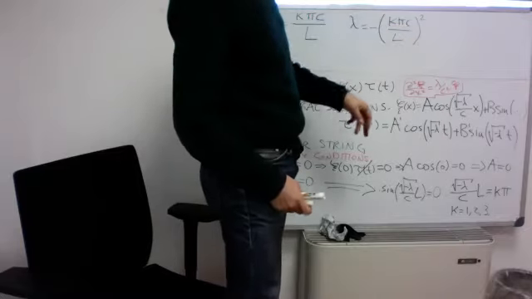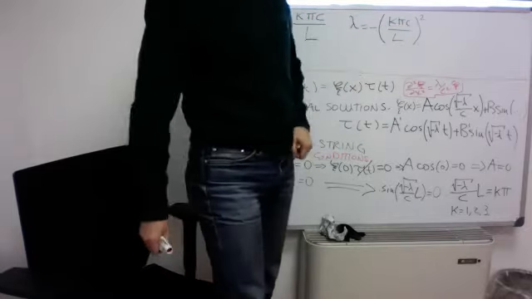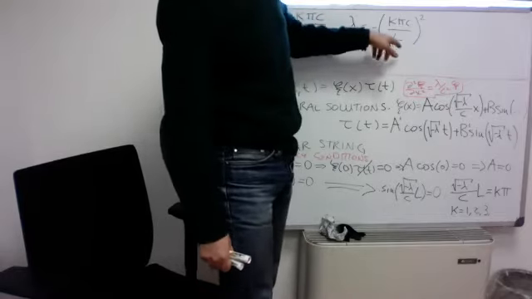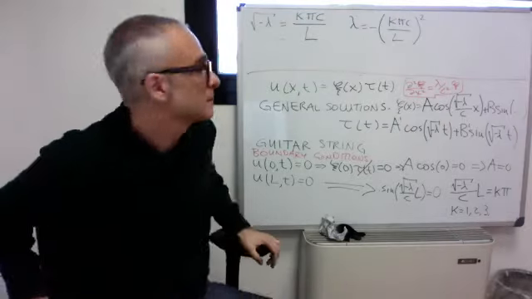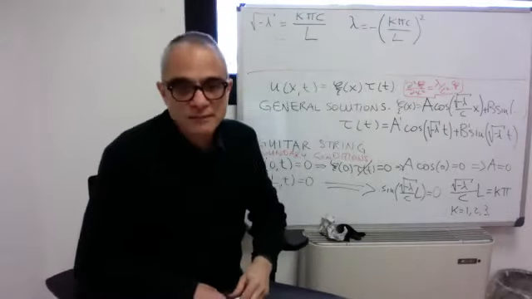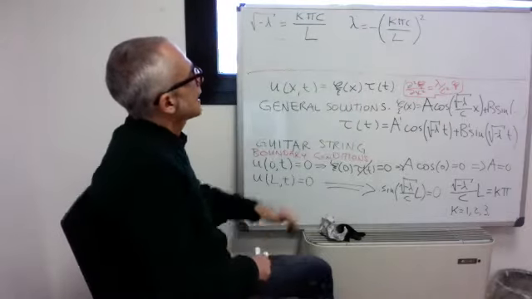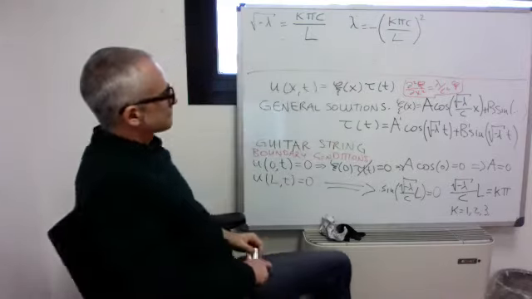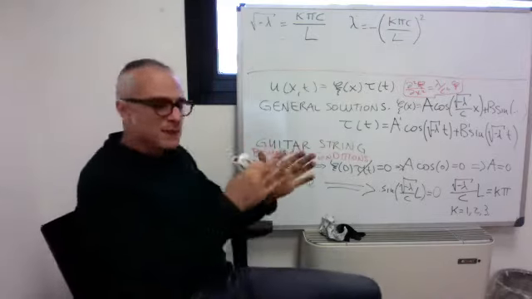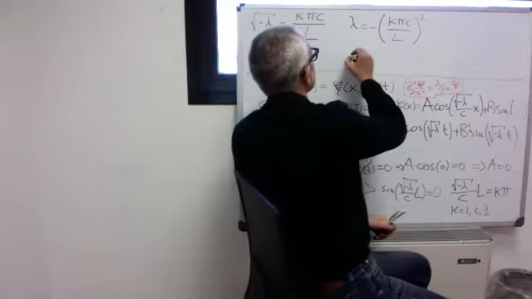C depends on tension and thickness of the string. L is the length of the string. So everything is real. K is an integer. Okay, and it's got to be negative as well.